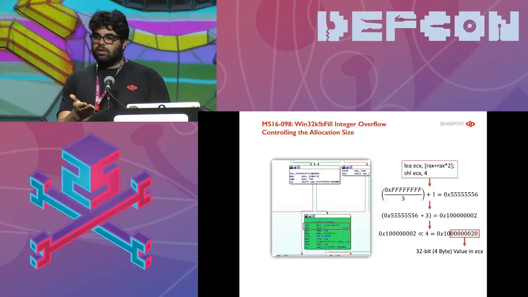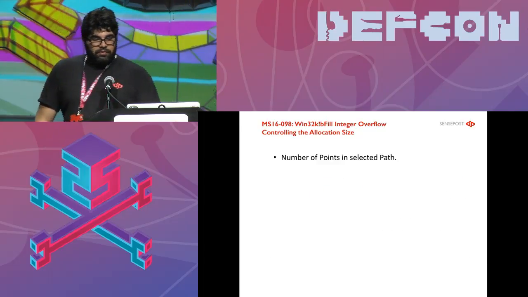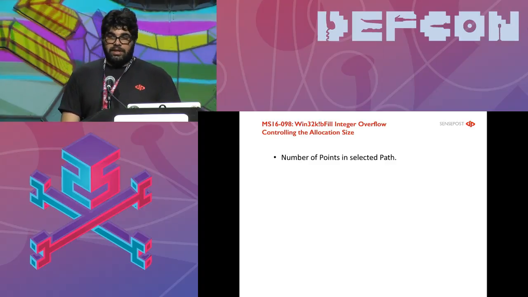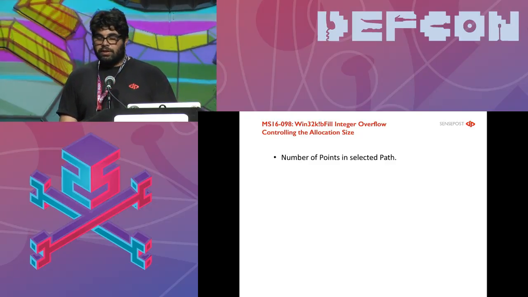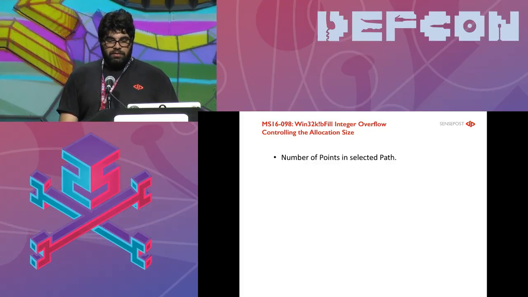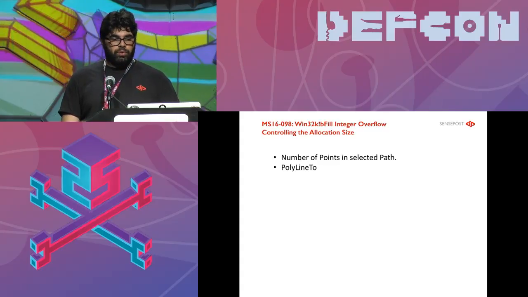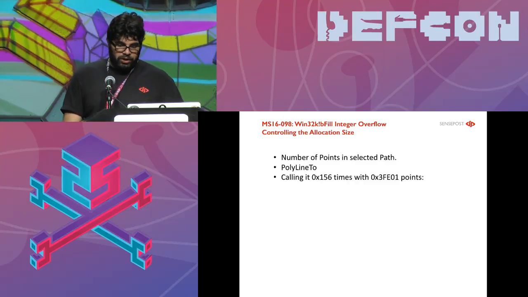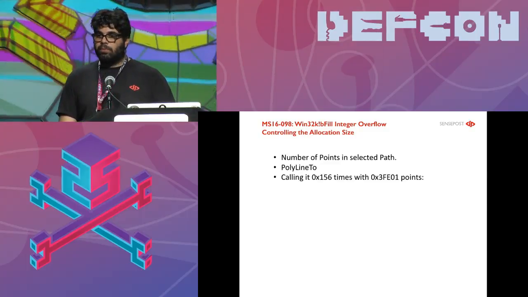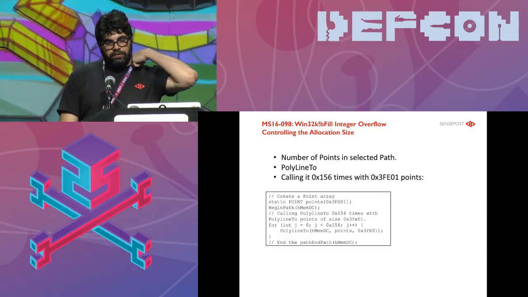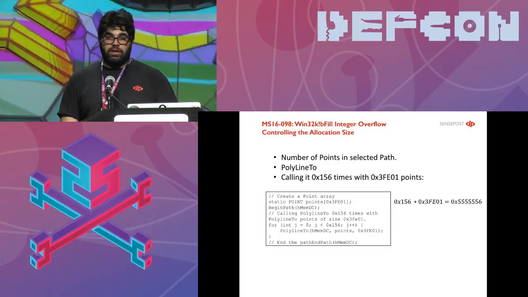Now, how can we actually control this allocation size? Well, I found a blog post by Nicolas Economou, which was great. It was for MS16-039, and the vulnerable function looks to be exactly copy-pasted from the current function I was analyzing. And he pointed out that the number of points in a given path is what actually controls this allocation value. So how can I control the number of points in a path? By using the user mode function PolyLine2 and supplying a point array. Calling this function 156 times with 3FE01 points will result in a controlled value being allocated in kernel memory.